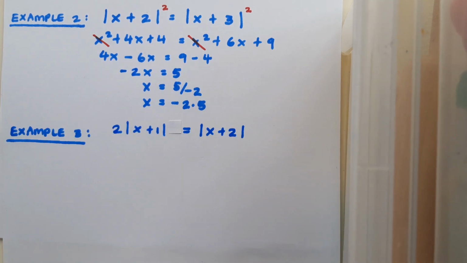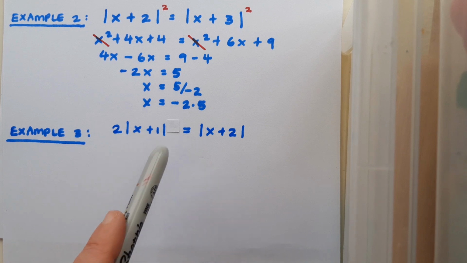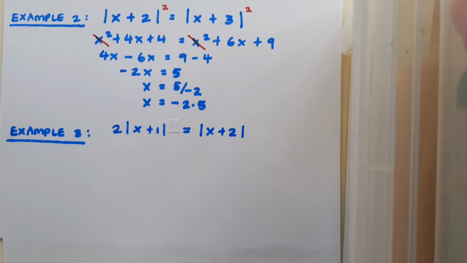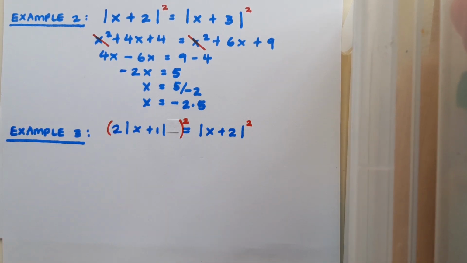And here's our third example. You'll notice in this case that I have a number value on the outside of the modulus, multiplying by modulus x plus 1. I'm still going to take the same approach as before. I'm going to square both sides of my equation. I just need to be sure that I square all of the left-hand side. So it's not just the absolute value that I'm squaring, but the entire left-hand side of the equation.